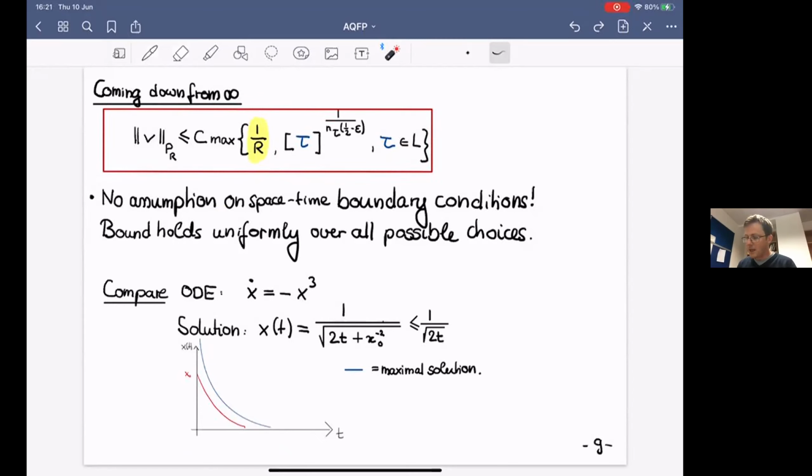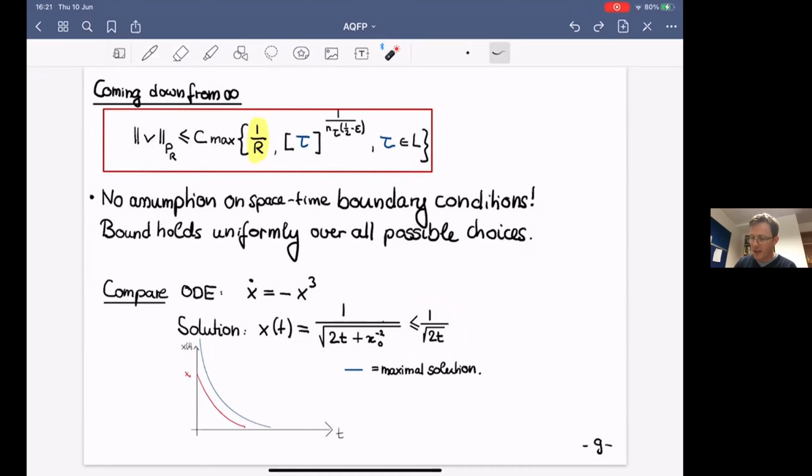And just to put this into context, I think it's good to compare this to the simple situation when you solve an ODE and you have a superlinear damping term, like for example x cubed. Then of course, in this example you can just write down the solution. And if you only know that the equation holds, you can always bound it uniformly over all choices of initial datum.